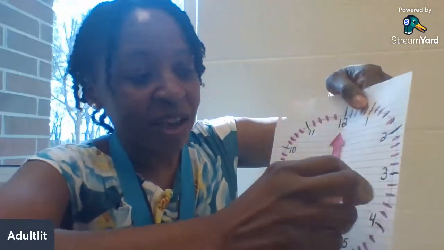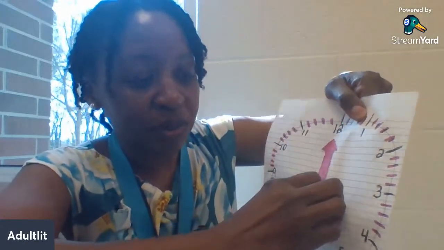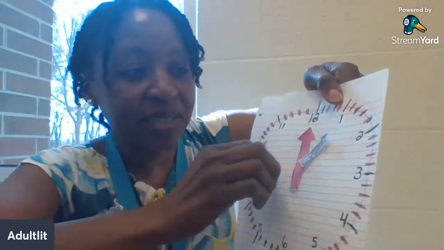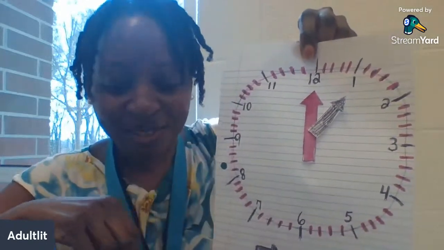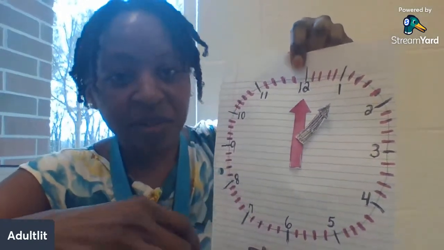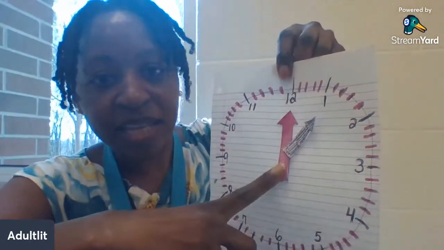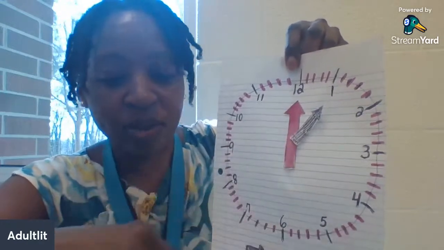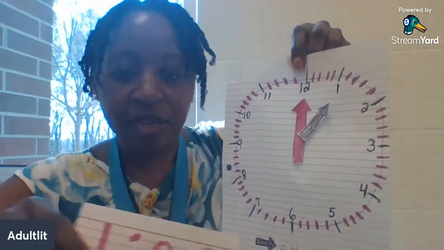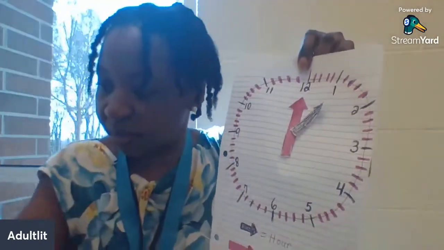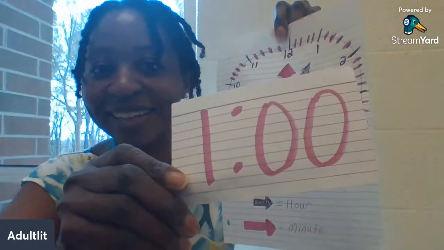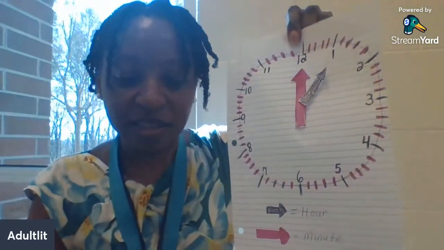And if I want to show, let's see, if I show it like this, what time does that show? With the little hand on the 1 to show the hour, and the long hand for the minute on the 12, that shows me 1 o'clock, okay? So that will show 1 o'clock.